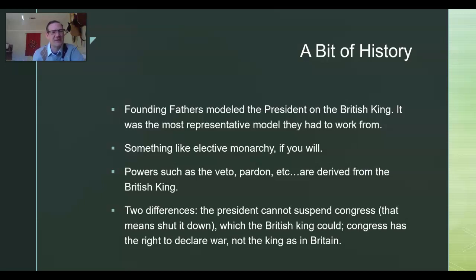And second, they gave the power to declare war to the House of Representatives, and they split the treaty-making power between the president and the Senate. So they strongly reduced the president's power on that function as well.